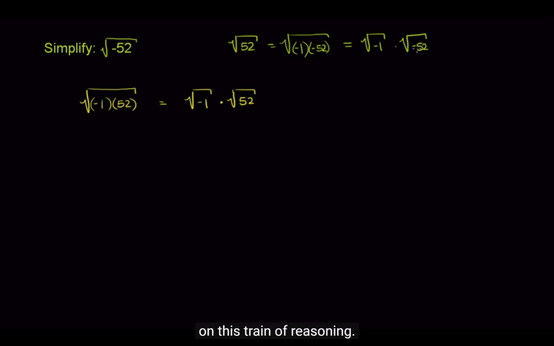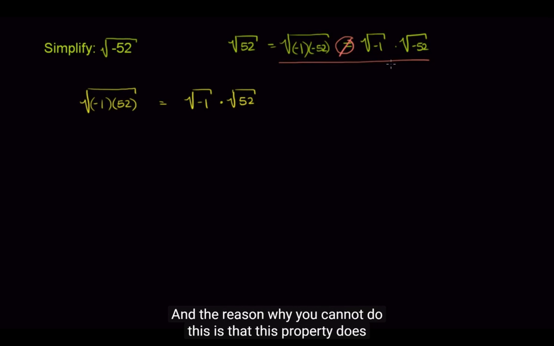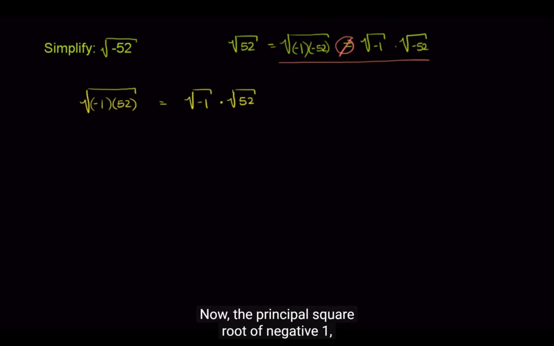In fact, I invite you to continue on this train of reasoning. You're going to get a nonsensical answer. This is not okay. You cannot do this right over here. And the reason why you cannot do this is that this property does not work when both of these numbers are negative. Now, with that said, we can do it if only one of them is negative or both of them are positive, obviously. Now, the principal square root of negative 1, if we're talking about the principal branch of the complex square root function, is i. So this right over here does simplify to i.